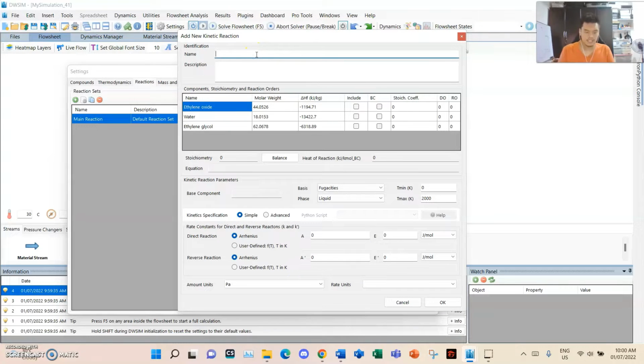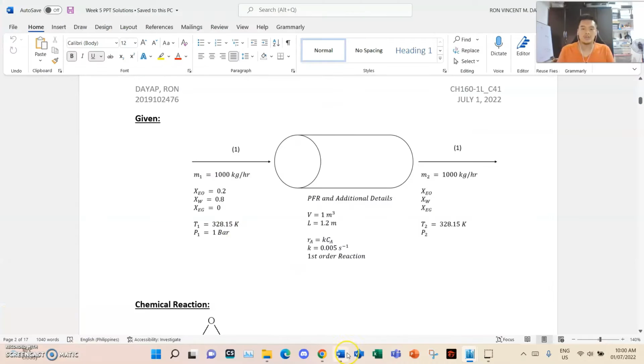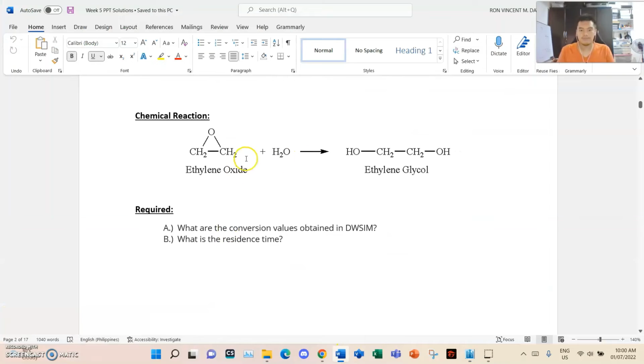We'll name this production of ethylene glycol. Alright. Then we'll include all in the reaction, and the base component is always the limiting reactant of the reaction. Going back, this is the main reaction to create ethylene glycol.